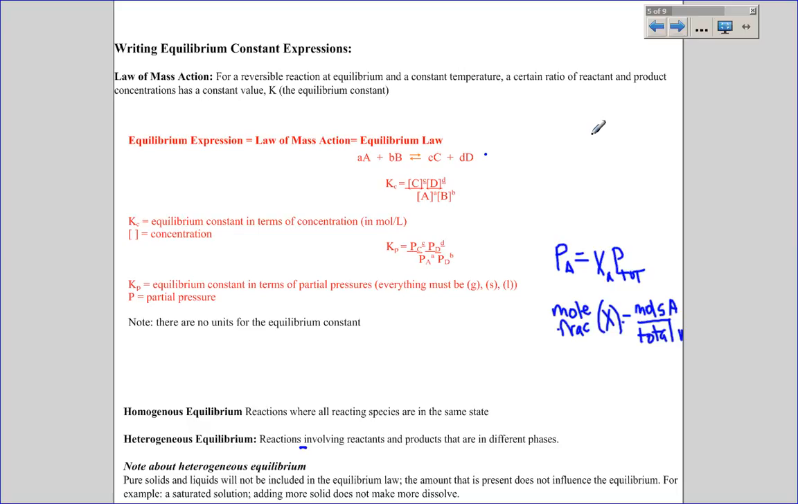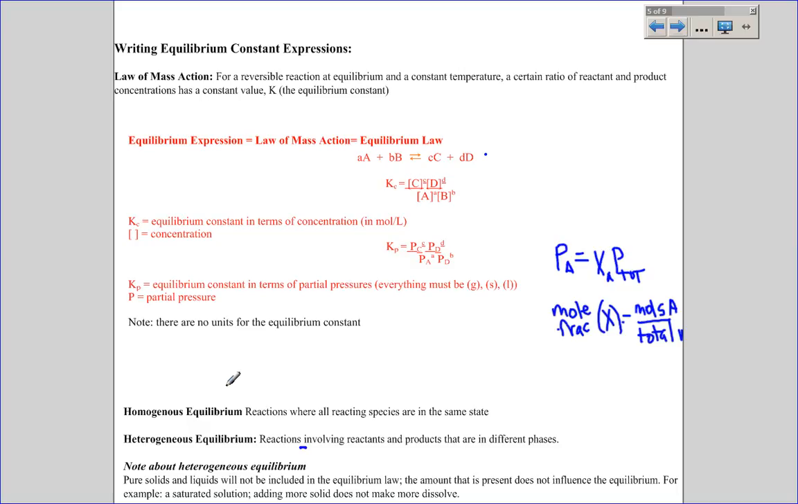Now in equilibrium we have homogeneous equilibrium and heterogeneous equilibrium. A homogeneous equilibrium is a reaction where all the reacting species are in the same state. They're all gases, they're all aqueous. A heterogeneous equilibrium is one where the reactants and products are in different states. So if you look back at the examples on the first page, the ones where we had the solid going to aqueous, that would be a heterogeneous equilibrium. When we're dealing with weak acids and bases, those are all aqueous, and therefore that would be a homogeneous equilibrium.